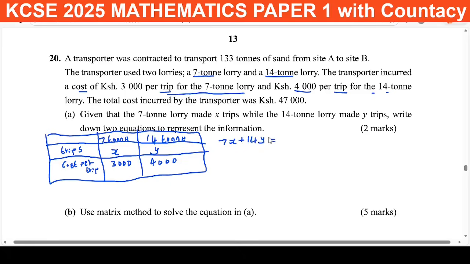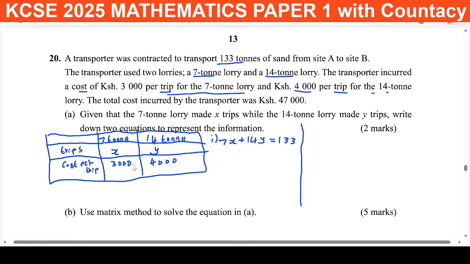So we need to know, have we been given the total mass to be carried? Let's get back here. We are told that the transporter was contracted to transport 133 tons. Therefore, the total number of tons should be 133. By that, you've already formed your first equation. See how interesting this is. Let's see if we can form any other equation from that.